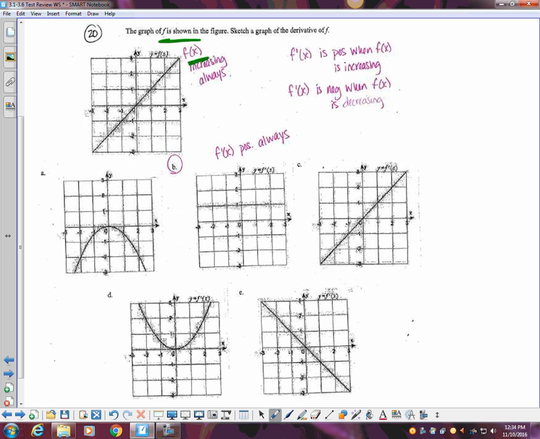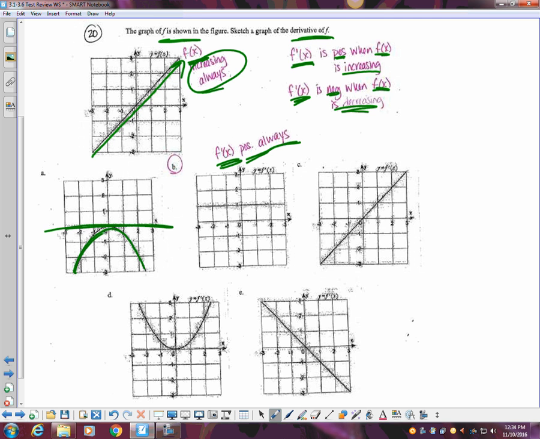Now, the first derivative tells me increasing and decreasing. So look at your original function. It is increasing always. So I know that f prime is positive when f of x is increasing, and I know that f prime is negative when f of x is decreasing. Well, if we're increasing always, then f prime needs to be always positive. Well, this one is below the x-axis. It's negative the whole time. This one's above the x-axis. It's positive the whole time.